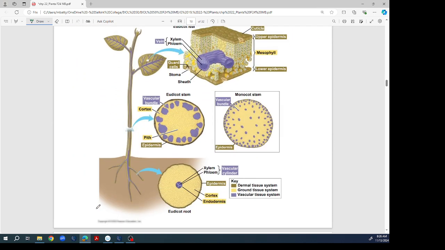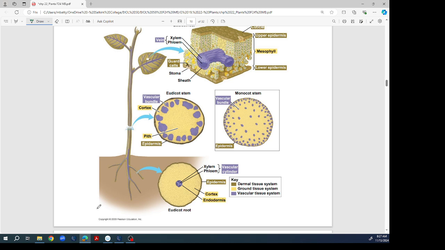This one's just showing again those different tissues, and again with it, it's gone from the eudicot to the monocot, showing that organization of the vascular tissue. And we've got the vascular tissue, we've got the dermal tissue, and we've got the ground tissue. So the ground tissue here is in yellow. The dermal, the outside, is in brown, and then the vascular, the xylem and the phloem, is in purple.